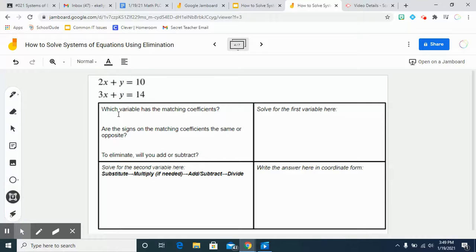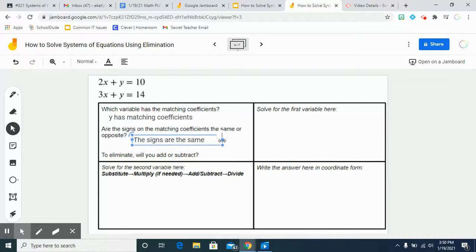So I'm just going to write y has matching coefficients. Next, are the signs on the matching coefficients the same or opposite? So I'm going to look at my two y's. They are, in fact, the same. They're both positive y's, so I'm going to say these signs are the same. So to eliminate, will we add or subtract? Just as I said in my last example, subtract same or same subtract, which means that we will be subtracting in this example.